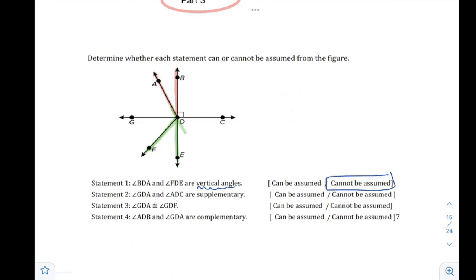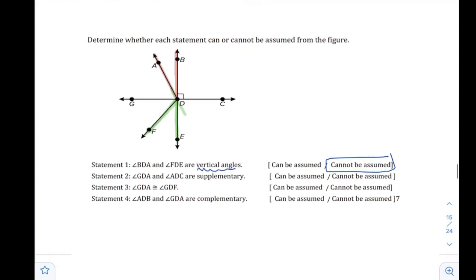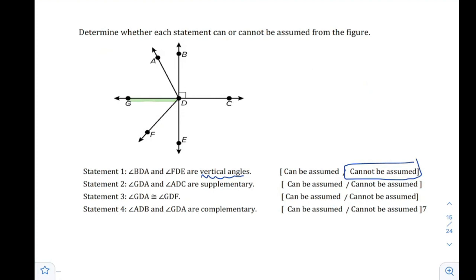Statement 2. In statement 2, GDA, let's erase this to focus on the new one. GDA and ADC are supplementary. Supplementary means they have a sum of 180 degrees. If you look carefully here, you will find out that both angles together form a line. So they are a linear pair.